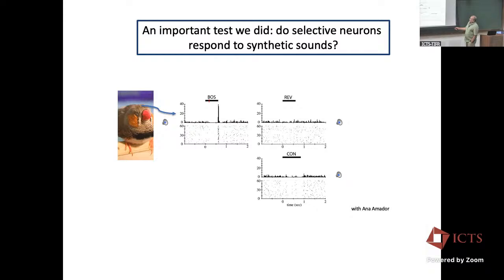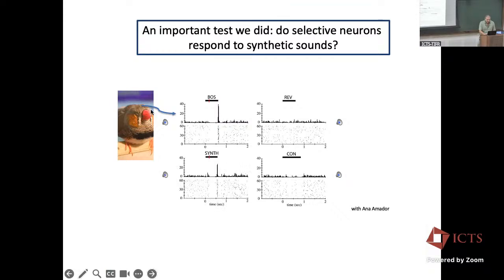You remember that we were exposing the bird several times to the birdsong song, and we had these huge peaks of activity. If we use the reverse song, we had nothing. Conspecific, we had nothing. And when we use the synthetic sound, we had responses. So this is what we did with neurons.